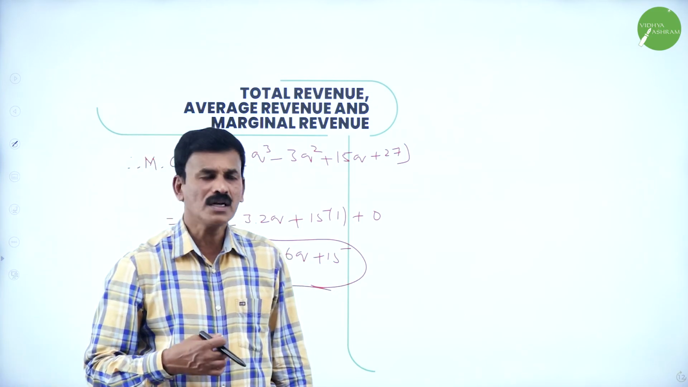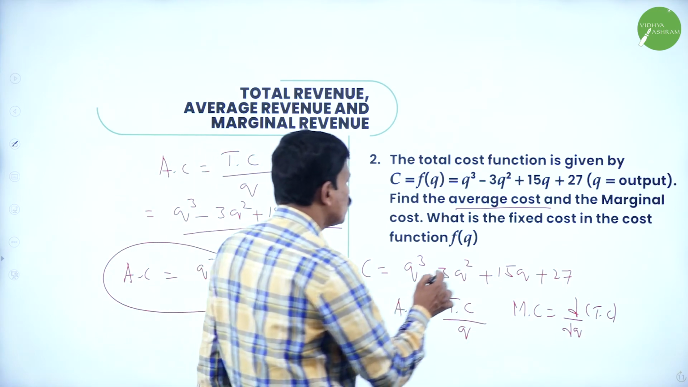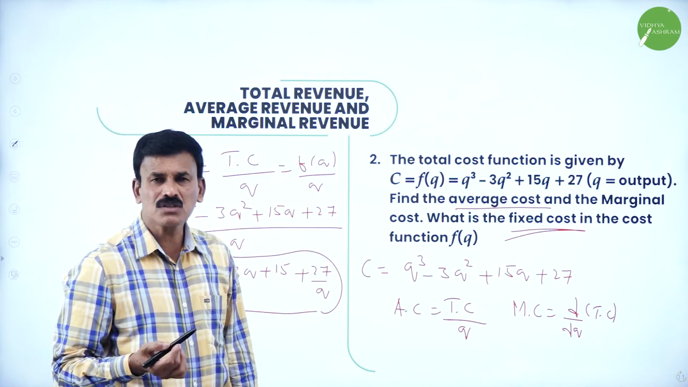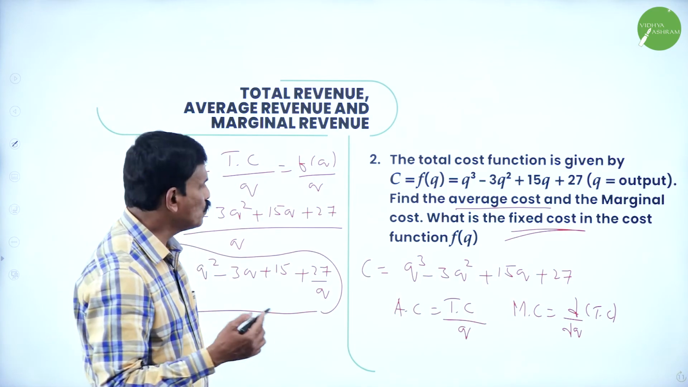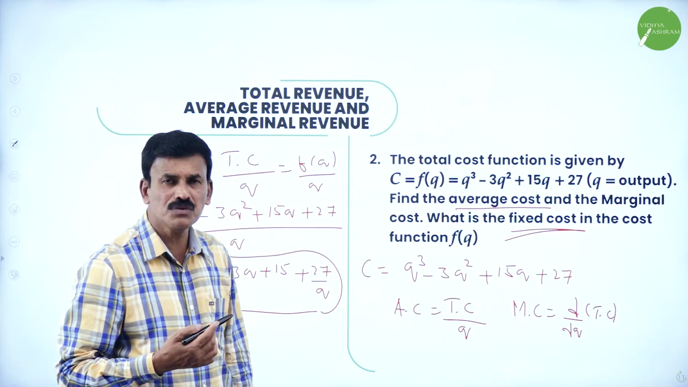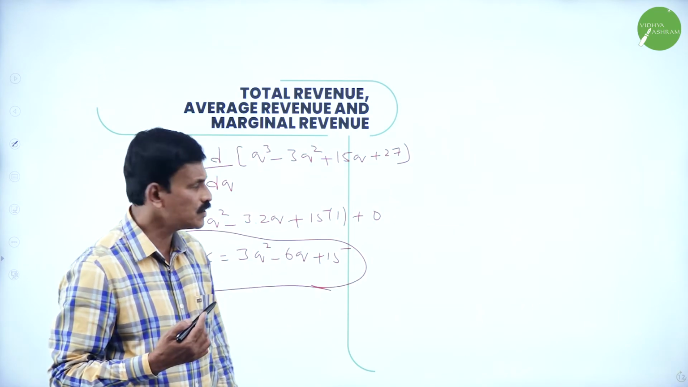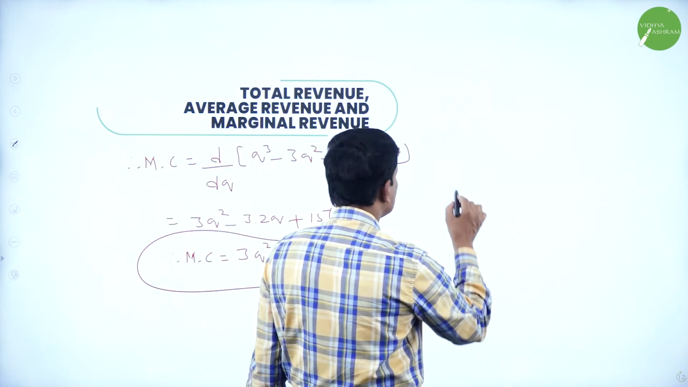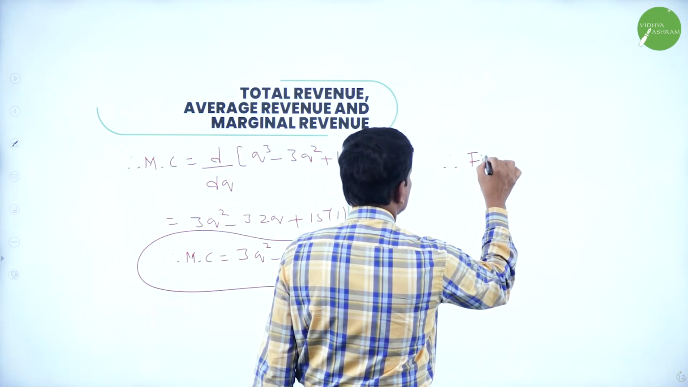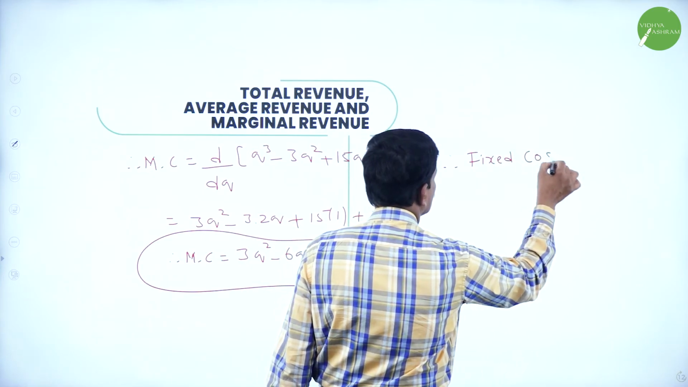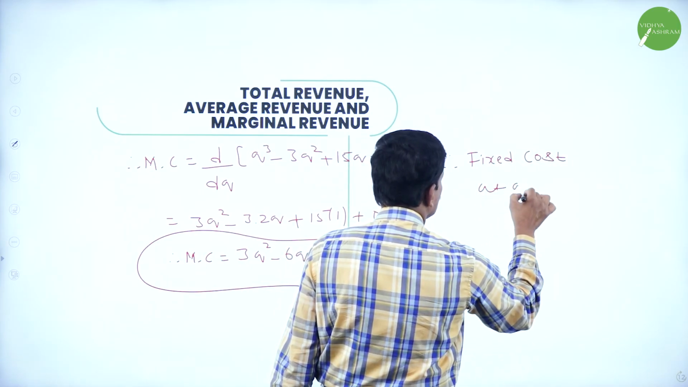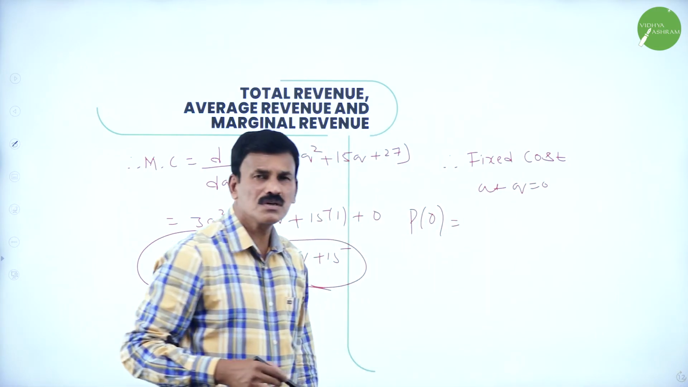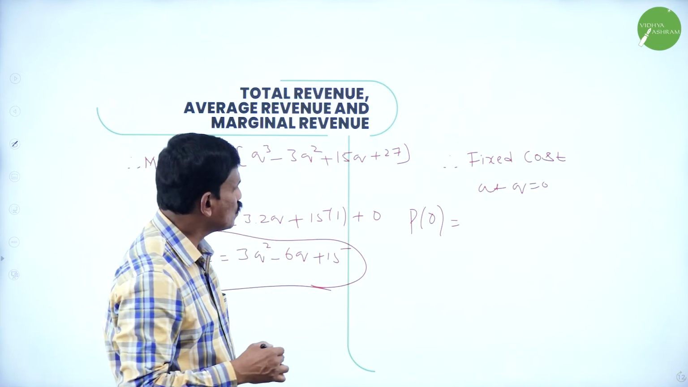Okay. Now another thing to find: what is the fixed cost in the cost function? To find the fixed cost in the cost function, put Q equal to 0. That's it. Put Q equal to 0 in the given function. Therefore the fixed cost at Q equal to 0 is P of 0.